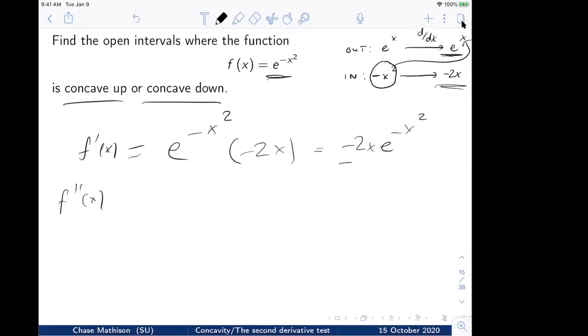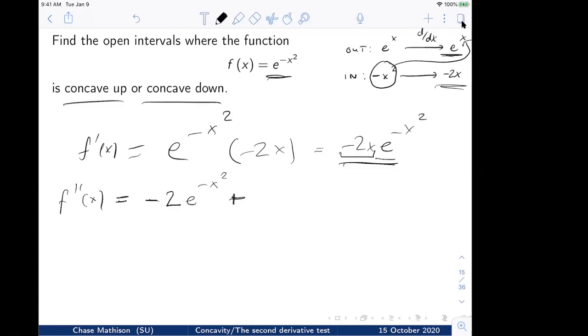Okay, so now I need to differentiate negative 2x e to the negative x squared. Okay, so how do I take the derivative of negative 2x times e to the negative x squared? Product rule. Yeah, that's the product rule, right? So with the product rule, I'm going to take the derivative of minus 2x. Well, that's just minus 2. And then I'll leave e to the negative x squared alone.